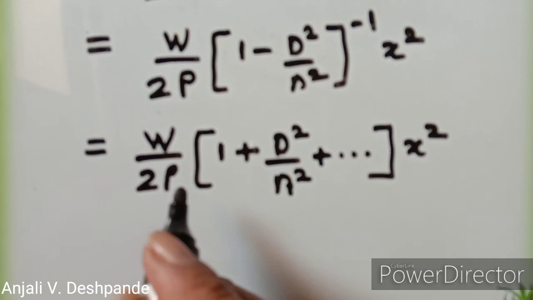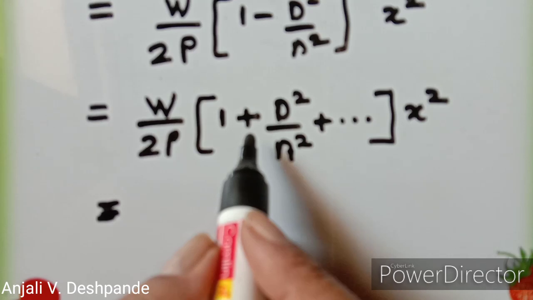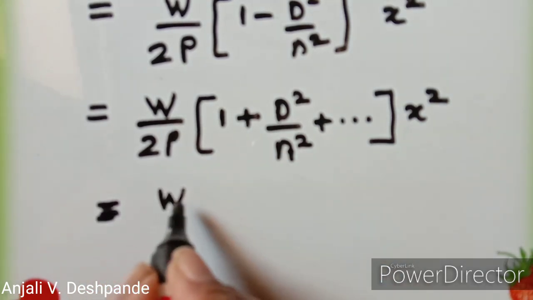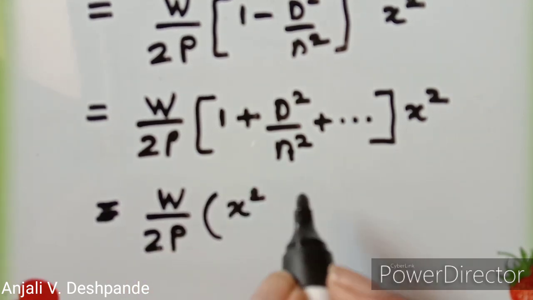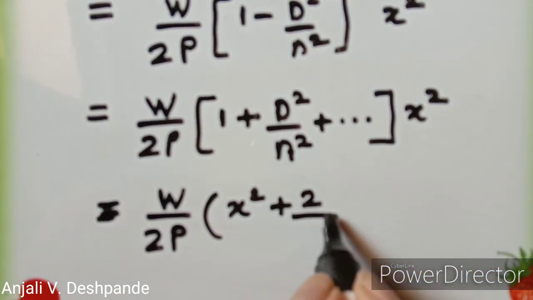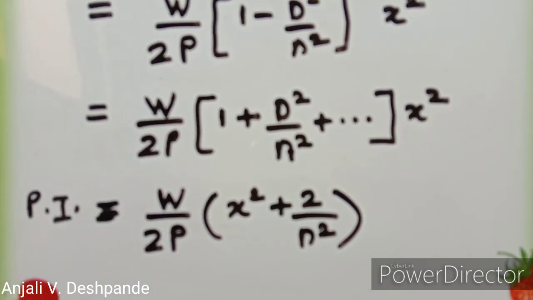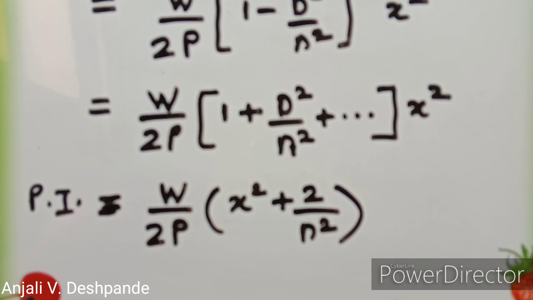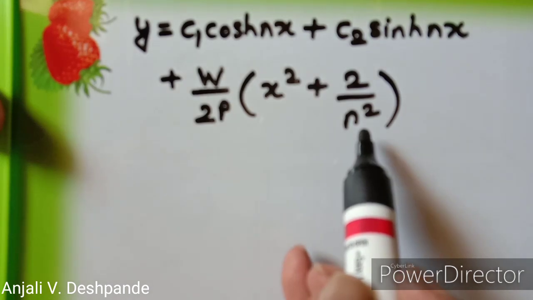So now we are operating this on x square inside the bracket. So w upon 2p, now into the bracket x square. The second derivative of x square is 2, so plus 2 upon n square. So what we have found is the PI. Now the complete solution of the problem is the CF plus the PI. So the complete solution is the CF plus the PI. So this we have got.